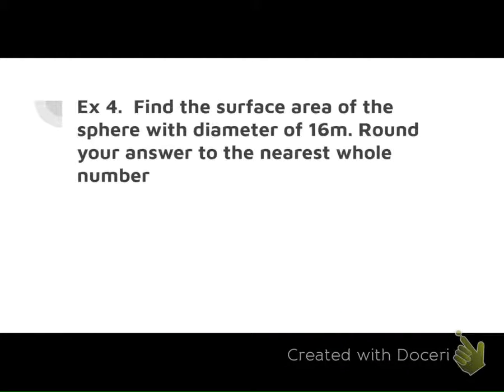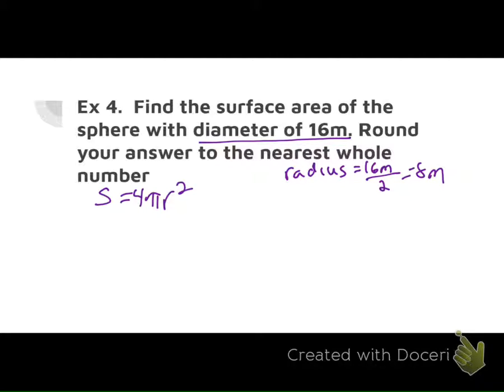Okay, so this example is find the surface area when the diameter is 16. So surface area equals 4 pi r squared. What is our radius? Radius is going to be 8. Okay, 8 meters. So now we're going to put it in. We have S equals 4 pi 8 meters squared. What is 8 squared? So we have 64 times 4 pi meters squared.